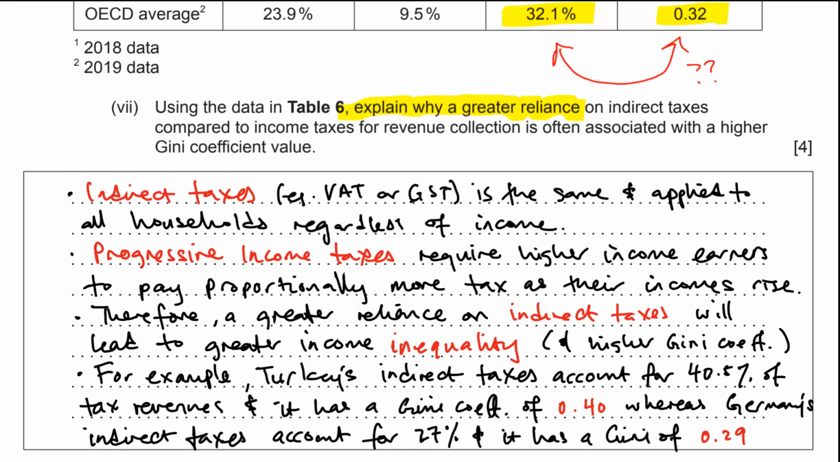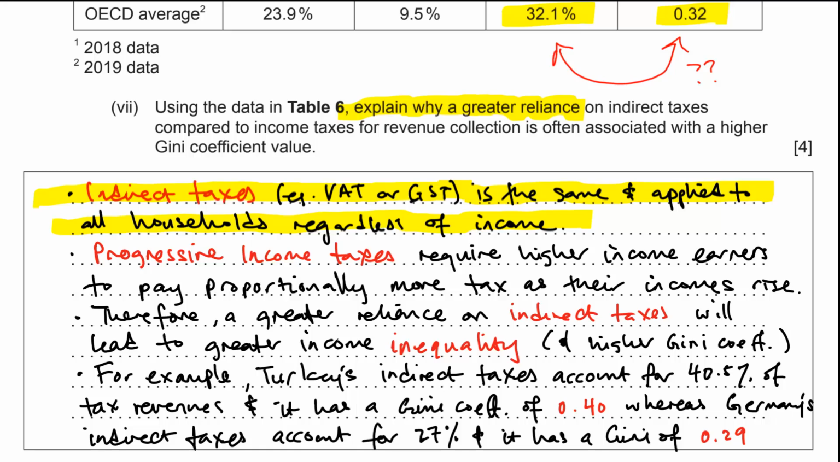anyway, is as follows. Indirect taxes, for example, a VAT or GST. VAT, by the way, stands for value added tax, and GST is a goods and service tax. It's the same thing. It's basically a tax on all things. So if you buy food or clothing or haircuts or whatever, you're going to have to pay the same percentage of tax. Everybody's going to pay this. So an indirect tax is the same and applied to all households, regardless of income. It doesn't matter if you're rich or poor, you're all going to pay the same indirect taxes.